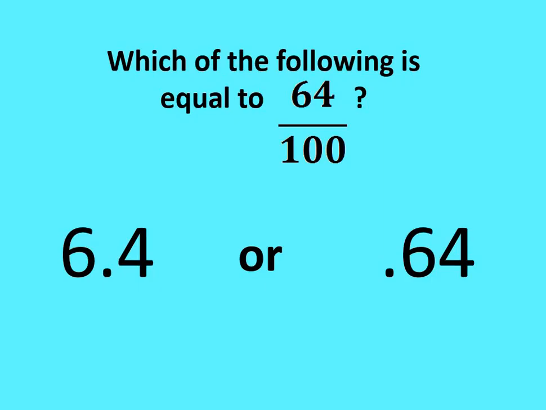Which of the following is equal to 64 out of 100? First, we will write 64 as this. Then we will place the decimal point after 2 places. 1, 2. It will not be this one because here the decimal point is after just one place. This is the correct answer.